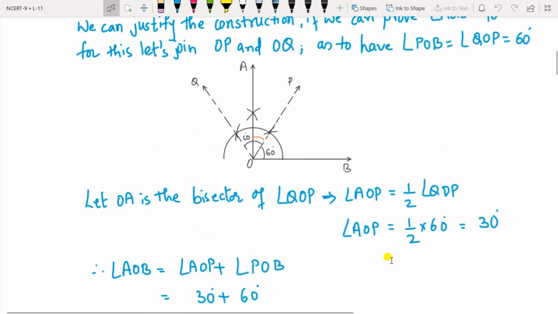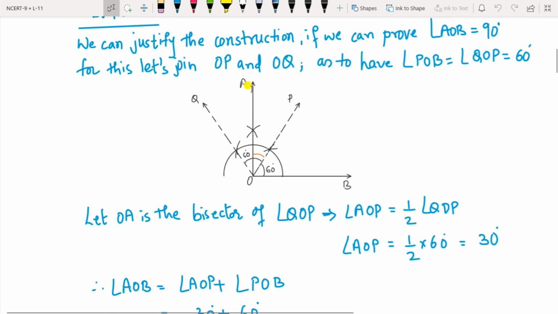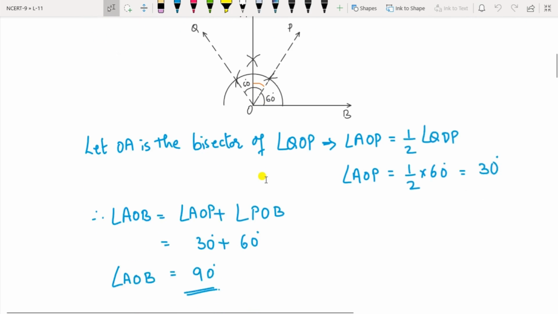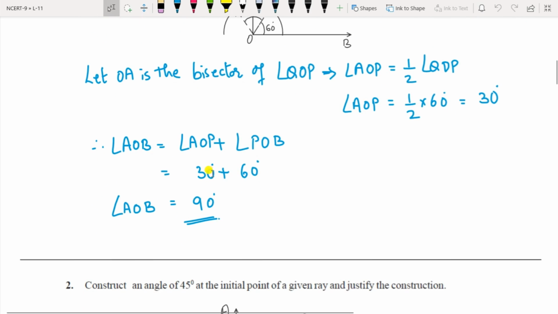So now AOB. This is AOB, the total angle is: this is 60 and this is 30, which is shown in orange color, that is 30, and this is 60. So 30 plus 60 will become 90. That is the justification for this construction.